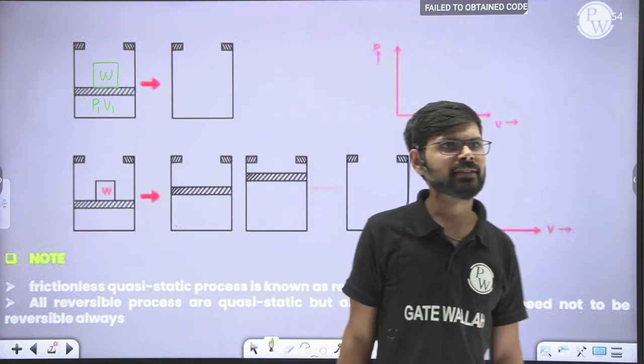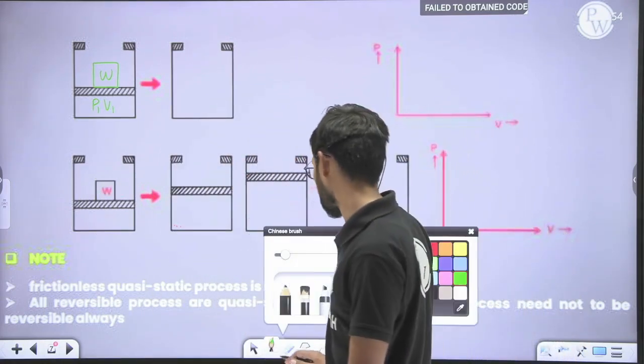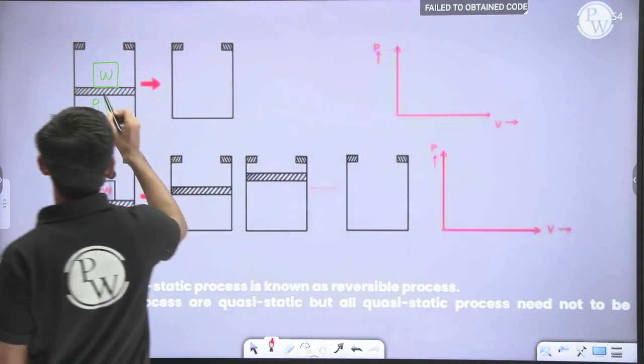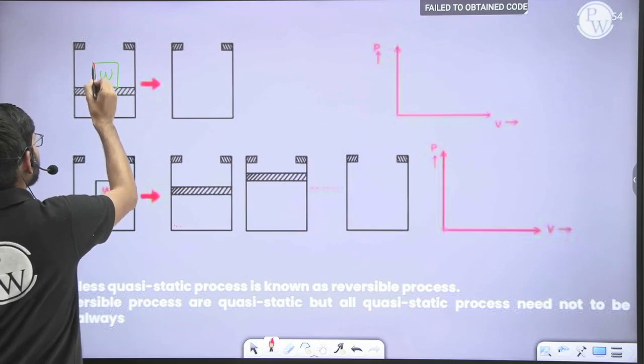Clear? Is this color visible, or should I use some other color, right? Okay, I'll use red color. Right.